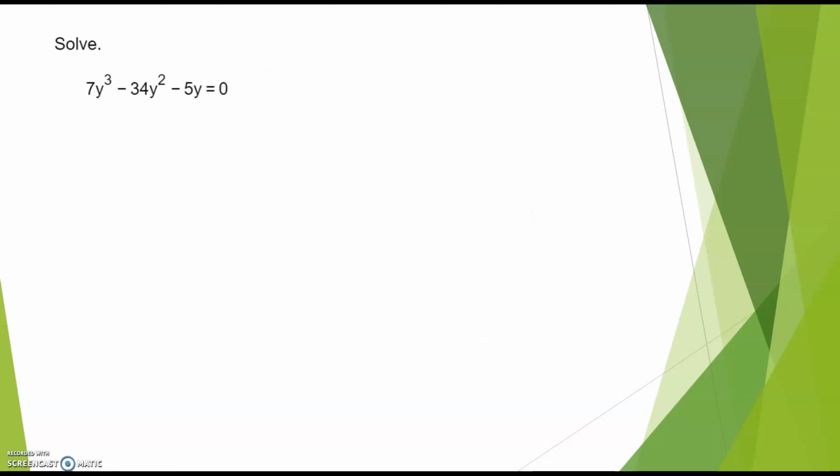How about this one? Solve. All right, so if I wanted to solve this, I should recognize there's a common factor. So I'm going to try and factor it, and we'll get to those other two methods in a minute. So my step one of factoring was GCF. Can I factor out a common factor? I can, because they all have a y in it.